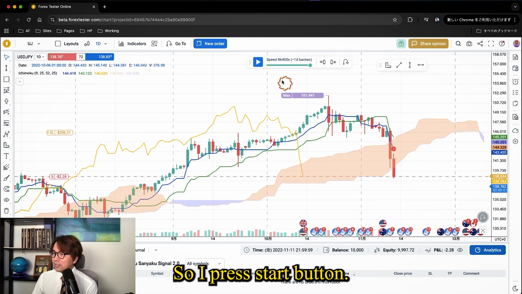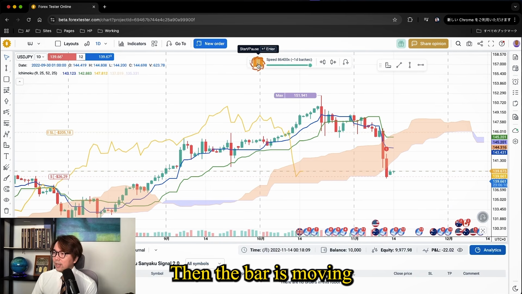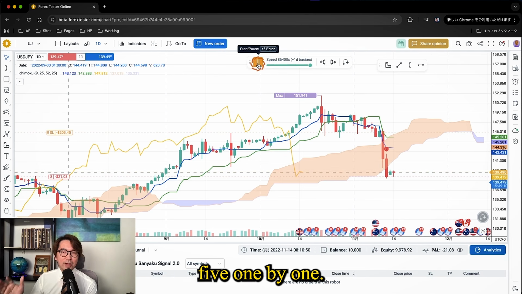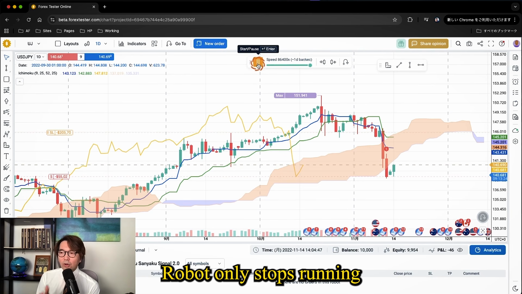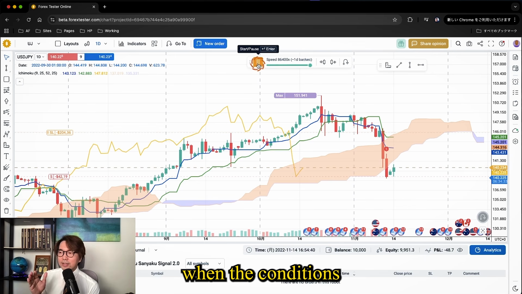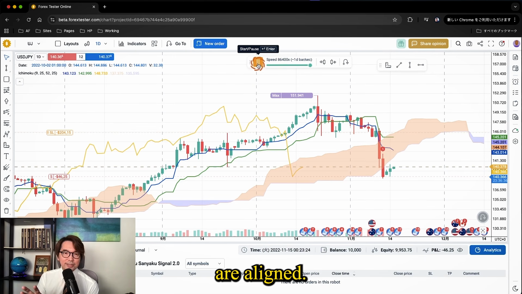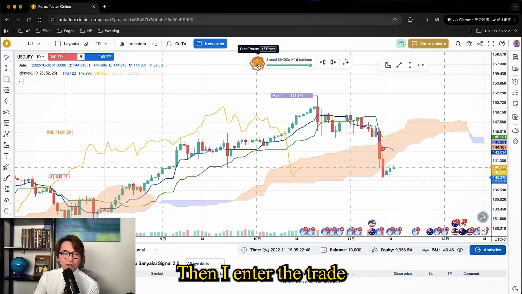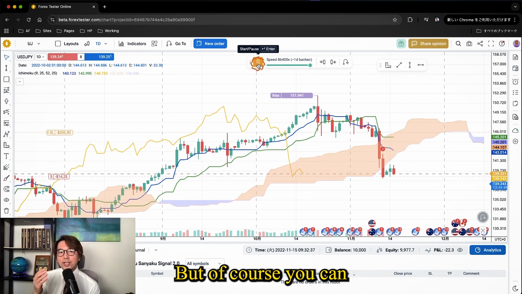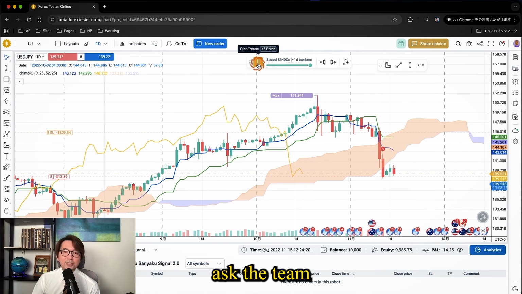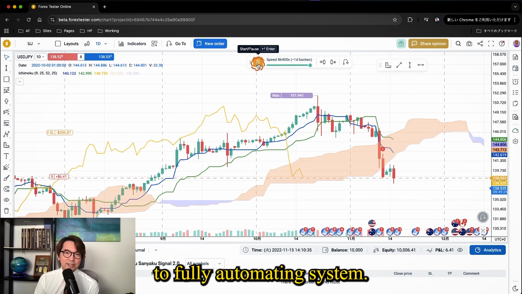So I press the start button, then the bars move automatically one by one. So this is a semi-automated strategy. The robot only stops running when the conditions are aligned. Then I enter the trade manually and exit the trade manually. But of course, you can ask the team for a fully automated system.